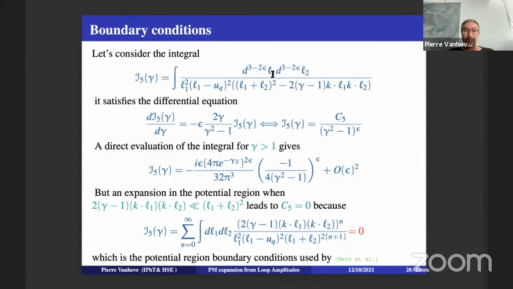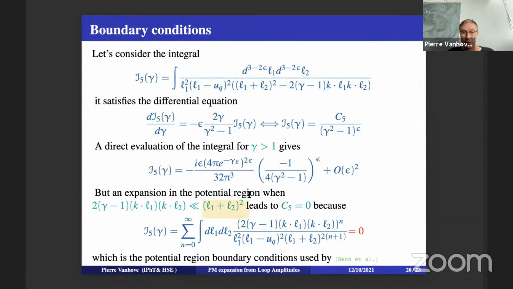If you perform an explicit evaluation of this integral using standard techniques, you find that the epsilon expansion of this function is this. So you recognize the same power here, and this expression tells you what the constant of integration is. But suppose you want to do a static, so a small velocity, small energy expansion. When gamma is close to 1, this is like the static case, and you want to expand in the region of the integral where this part is small compared to that.